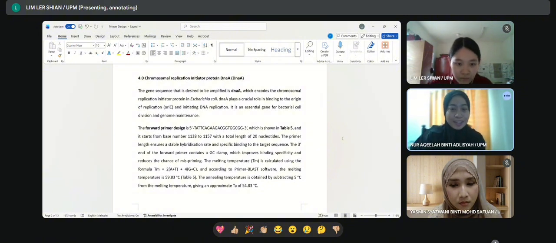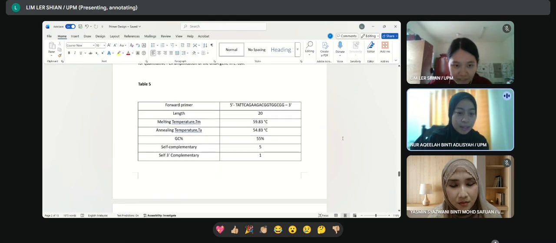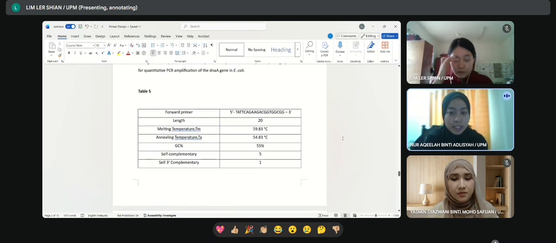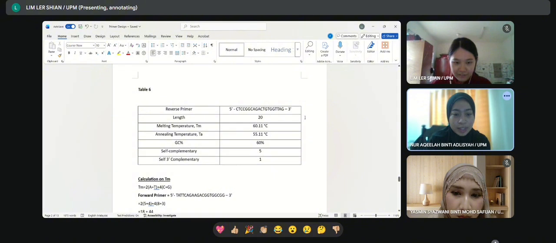Scroll down. So at the table, okay. The primer sequence for the forward primer is TAT, TCA, AGA, AAGA, AACG, GTG, GCGG, and the reverse is CTC, CGG, CAG, ACT, GTG, GTT, AG.